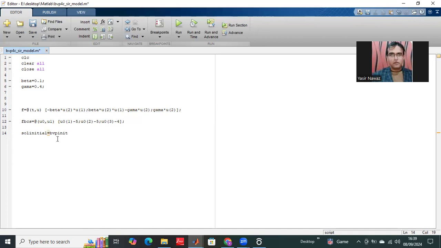So this BVP and IC will be fixed. So this left hand side can be changed. I will start with the independent variable. The independent variable starts at 0 and ends at 10, and the number of points I can choose for the initial guess can be 10.